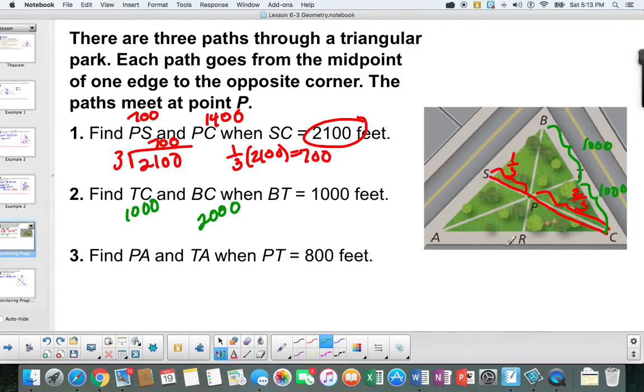Okay, last one, PA and TA when PT is 800 feet. PT is 800 feet. That is 1/3 of the way. So 2/3 of the way will be double that. That's 1600. So this will be 1600. And then all the way across will be 3200.